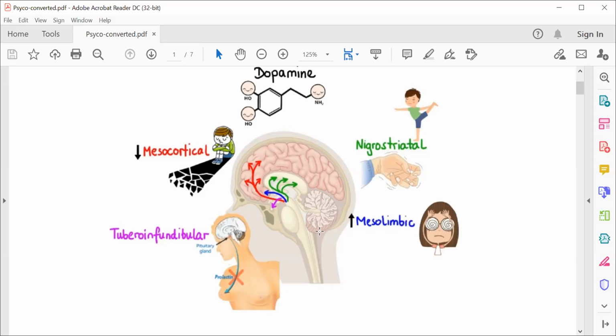On the other hand, the reason for the appearance of negative symptoms is that dopamine is low in the mesocortical pathway, this area, okay? So the negative symptoms are associated with the low level of dopamine in the mesocortical pathway. So when I take antipsychotic and it blocks the D2 receptor in the mesocortical pathway, dopamine will be less, correct? Yes. So the negative symptoms will be more.